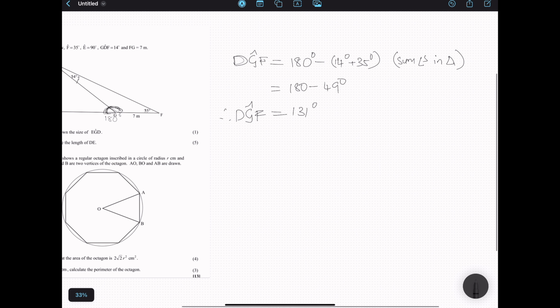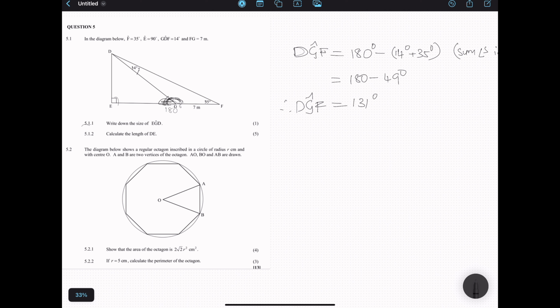Like I said, if you want to get this angle here, you say angle EGD is equal to 180 degrees minus this angle, which is 131 degrees, reason: angles on a straight line. Then it's going to be 49 degrees. Therefore EGD is 49 degrees. That is the first question.